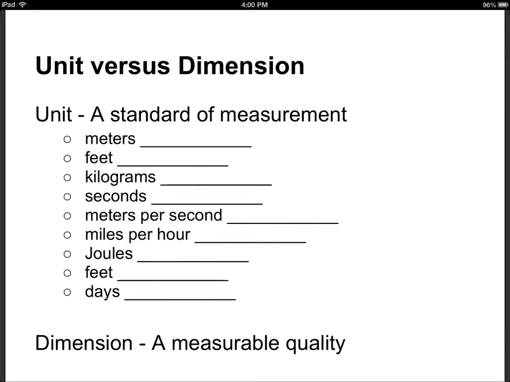Meters. It's a unit, and it measures the dimension of length. Feet, another type of unit. It's not an SI unit, but it is a unit, and it also measures the dimension of length. Then there's the kilogram. Kilogram is an SI unit. It measures the dimension of mass.